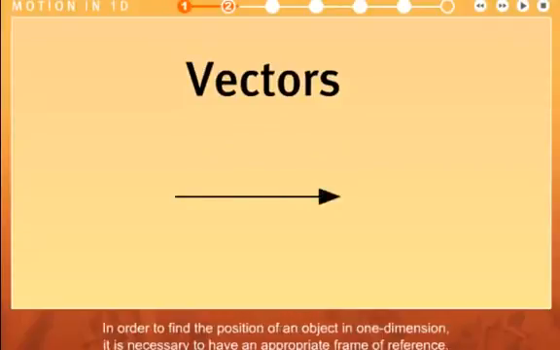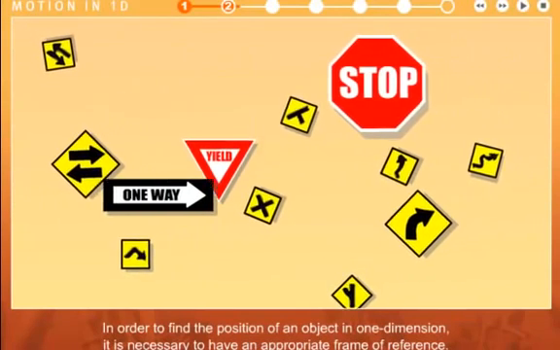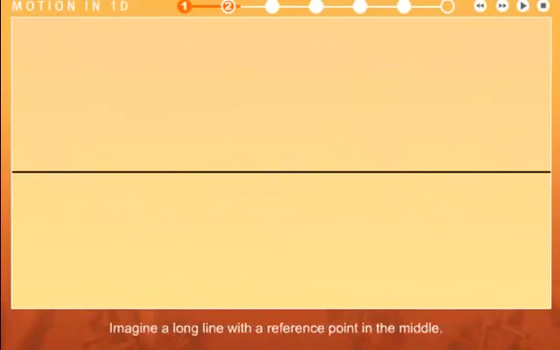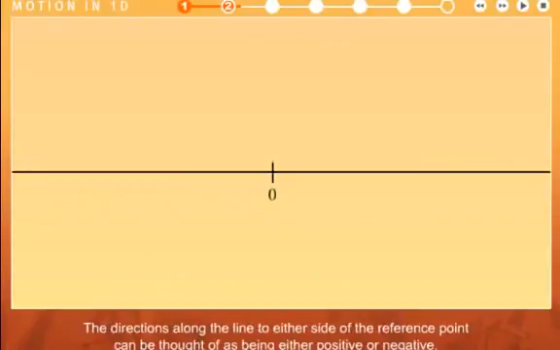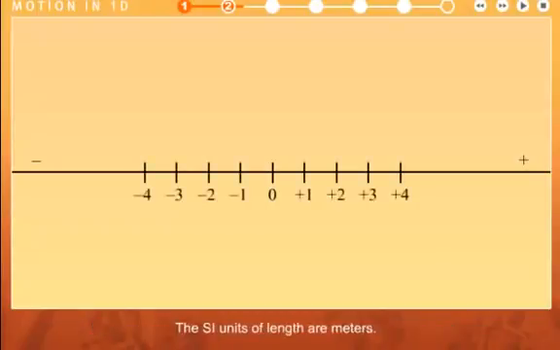In order to find the position of an object in one dimension, it is necessary to have an appropriate frame of reference. Imagine a long line with a reference point in the middle. The directions along the line to either side of the reference point can be thought of as being either positive or negative. Finally, appropriate units are chosen for measuring distances. The SI units of length are meters.